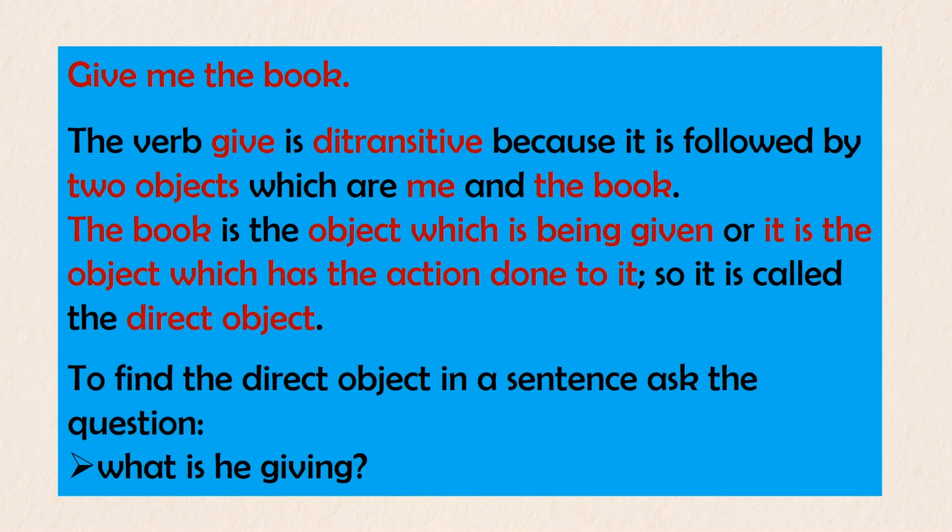Looking at the sentence, give me the book. The verb give is ditransitive because it is followed by two objects, which are me and the book. The book is the object which is being given, or it is the object which has the action done to it. So it is called the direct object. To find the direct object in a sentence, ask the question, what is he giving?